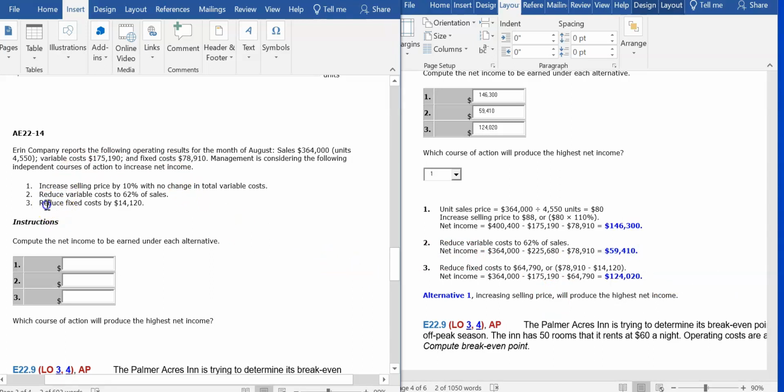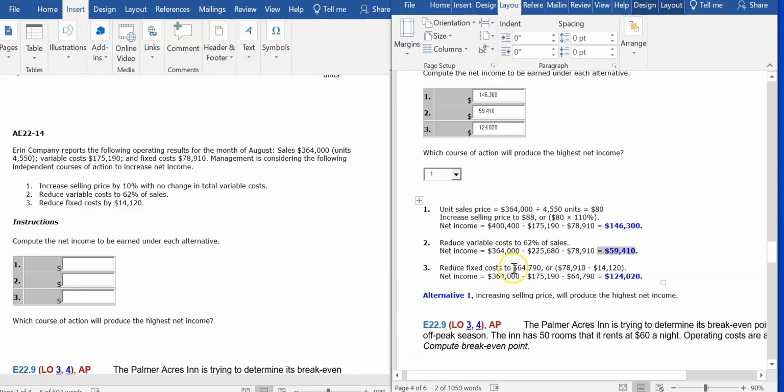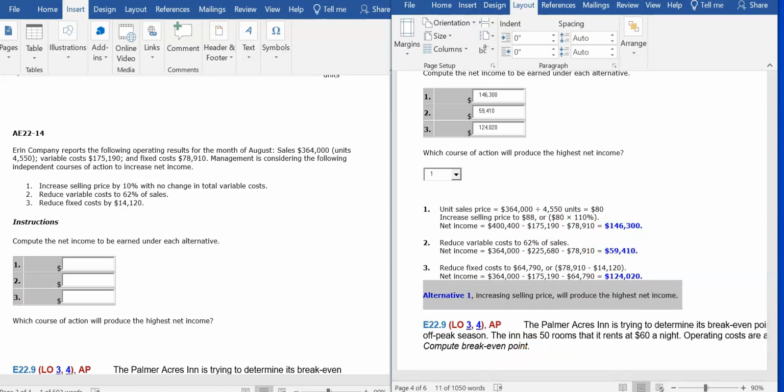The last option is to reduce fixed costs by $14,120. If we reduce fixed costs, they will go from $78,910 down $14,120 to a new fixed cost of $64,790. Current sales minus current variable cost minus new fixed cost, resulting in a net income of $124,20. Looking at these three net incomes, Alternative 1 is the best option because it produces the highest net income.